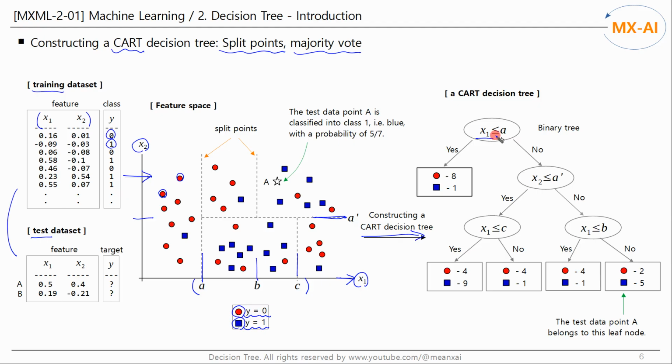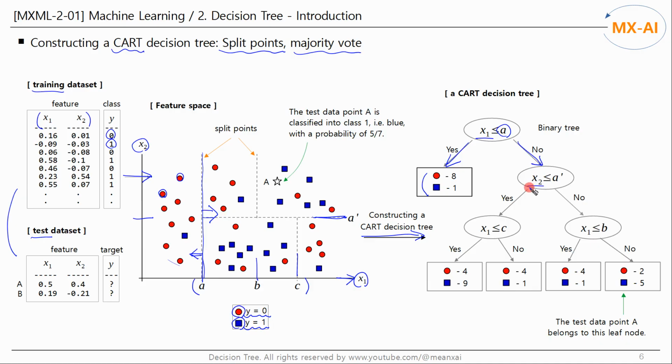First, we split the feature x1 using the split point A. Data points where the x1 feature is less than or equal to A are assigned to the left node. This node contains 8 reds and 1 blue. And the data points where the x1 feature is greater than A are assigned to the right node.